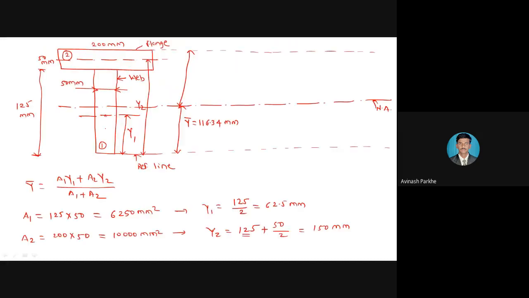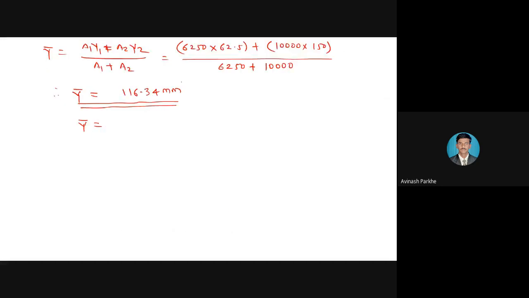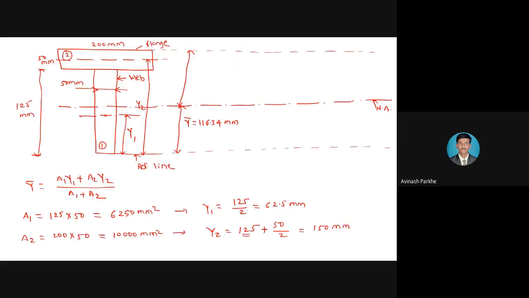Y bar is equal to, what is the total height of this particular T section? 125 plus 50, 175. 175 minus 116.34. Then what is the remaining Y bar? Yes, 58.65 mm. I have to represent it on the figure also. That is Y bar is equal to 58.65 mm. So these are the two Y bars we have calculated.